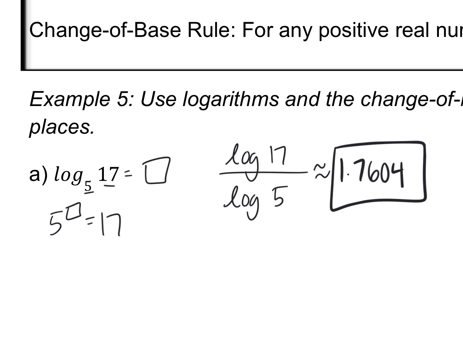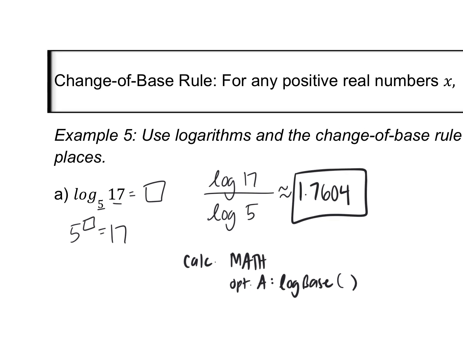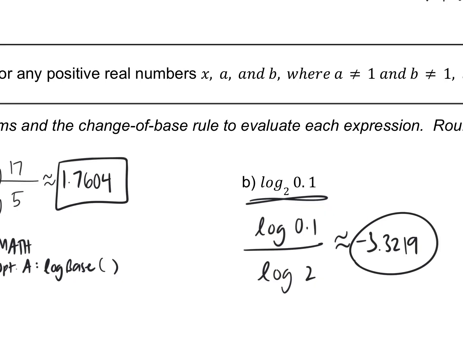So let's see, what was that again? I'm just going to write that on here. On your calculator, it's math, option A. It says log base, parentheses. And then you can change the base on your calculator, supposedly. But try out one more time using the change of base formula, or the change of base rule, to evaluate this expression right here. So that would be log of 0.1 divided by log of 2, and approximate that to 4 decimal places. All right.